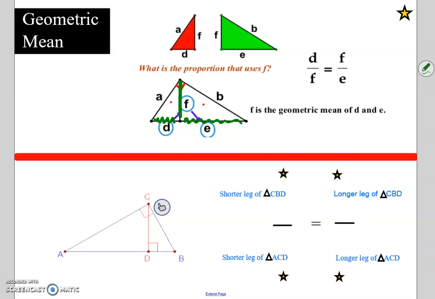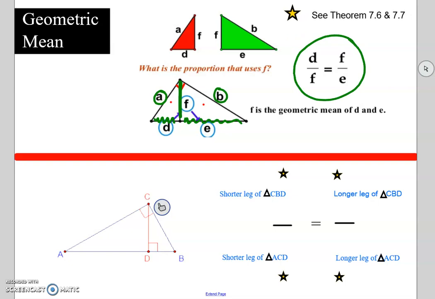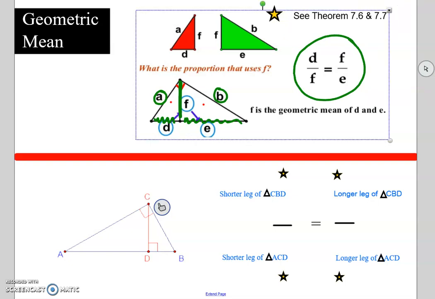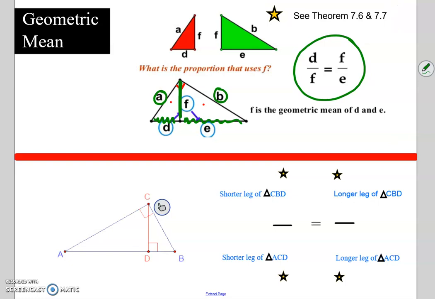Okay, the other ones don't matter for now. They don't matter in this type of geometric mean. Side A here and side B would matter if we're looking at the leg geometric mean. Okay, for this purpose we're only talking about the altitude. So one of the proportions that we can set up is shown over here on the side, and this is really the key to all of this. Once again, I'm going to remind you, you can take a look at Theorem 7.6 and 7.7. The one that we're talking about here is really 7.6, the one for the altitude.